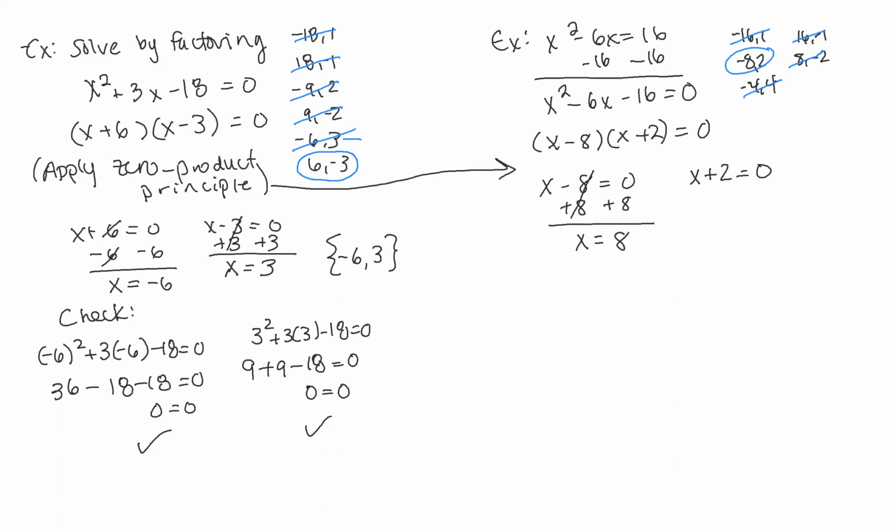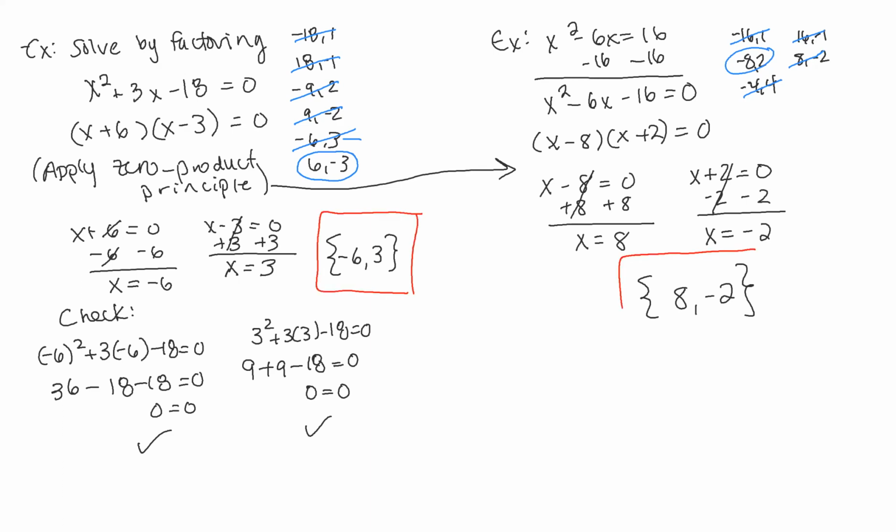For the next one, I'm going to subtract 2 from both sides. 2 minus 2 is 0. x plus 0 is x. 0 minus 2 is negative 2. So I can say here with confidence the two solutions are 8 and negative 2. Okay, so that is solving by factoring. So I do want to highlight the two solutions here.